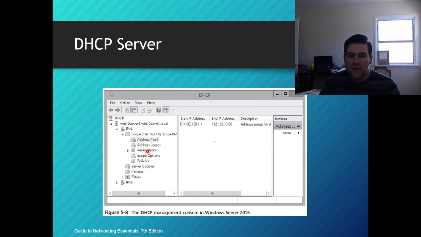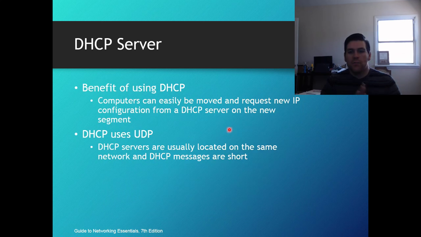You see scope options. Again, that's going to have a lot of information. Default gateway and DNS servers are the most important. And that's that. So benefits of using DHCP. You can move a computer from one network to another and have no problem.